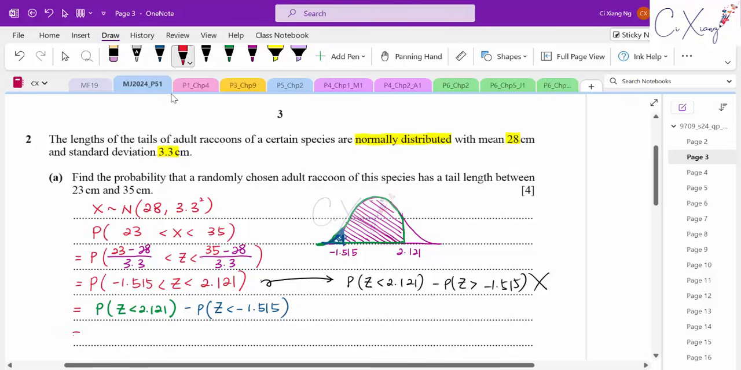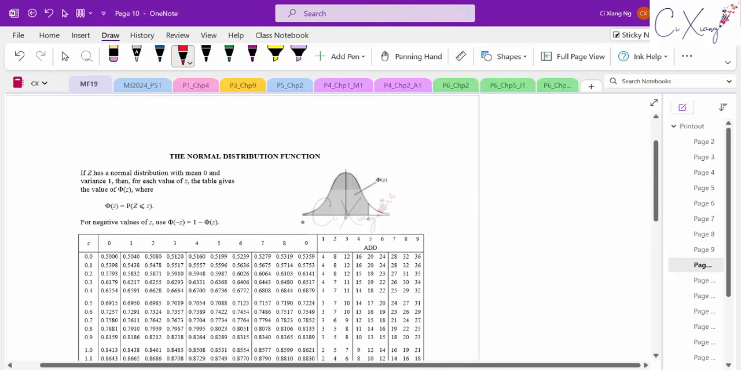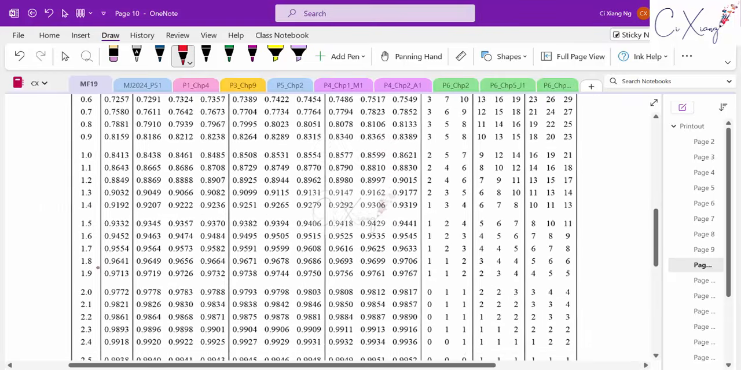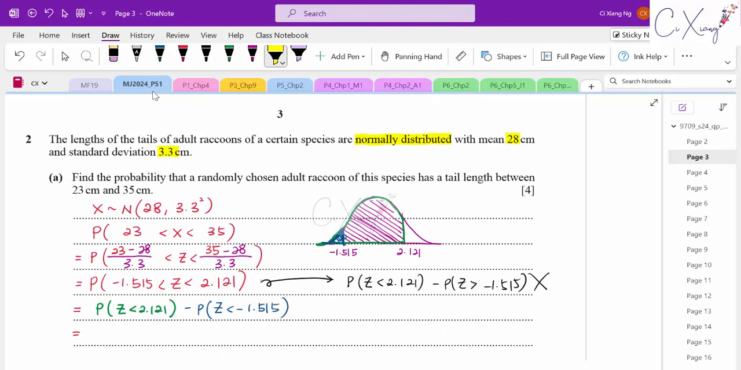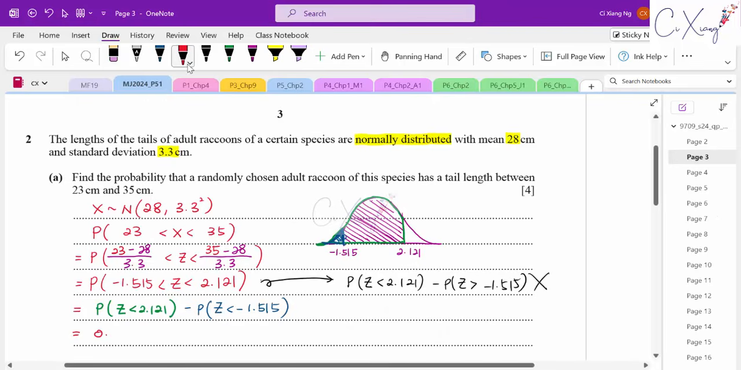Yeah, right, then after that, you can find out the value from the table 2.121. So go to the normal distribution table, looking for 2.121. This is 2.1, 2 is here, then 1 is this one. So you need to have 9830 plus a 0. So in your step, you'll be having 0.9830. Okay, then minus, and how about this?